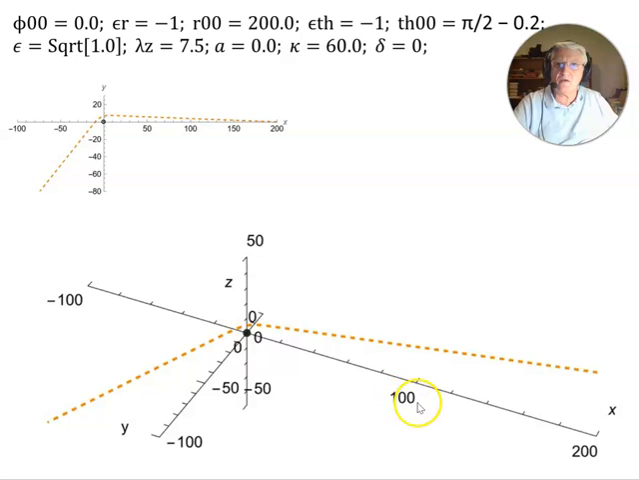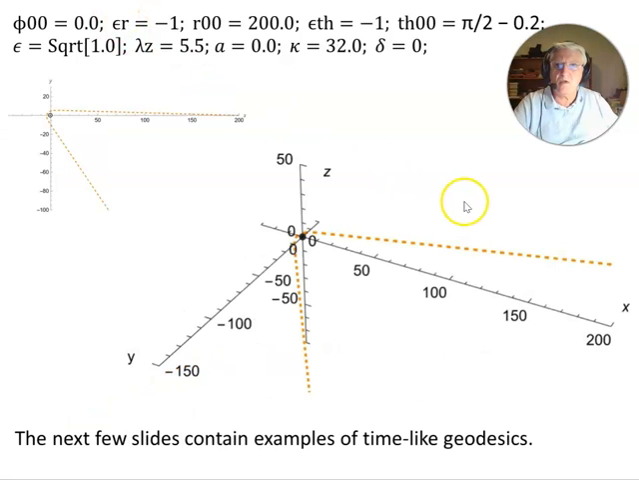And projected onto the xy plane, it looks like this. Let's keep going. High angular momentum again, higher Carter constant, and you get this orbit. So you can get pretty well what you want.